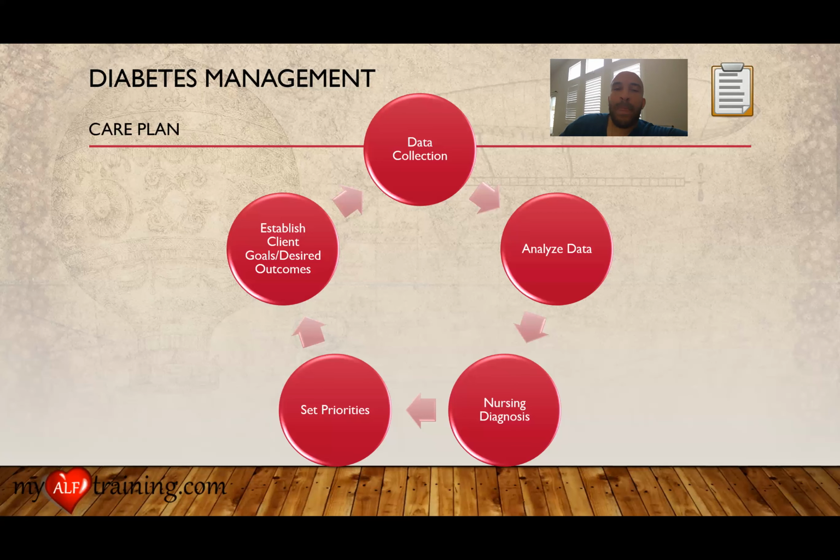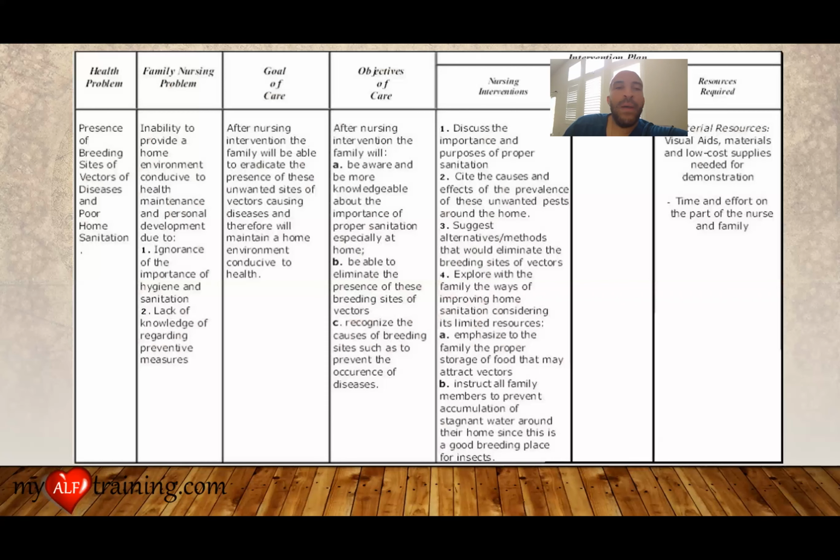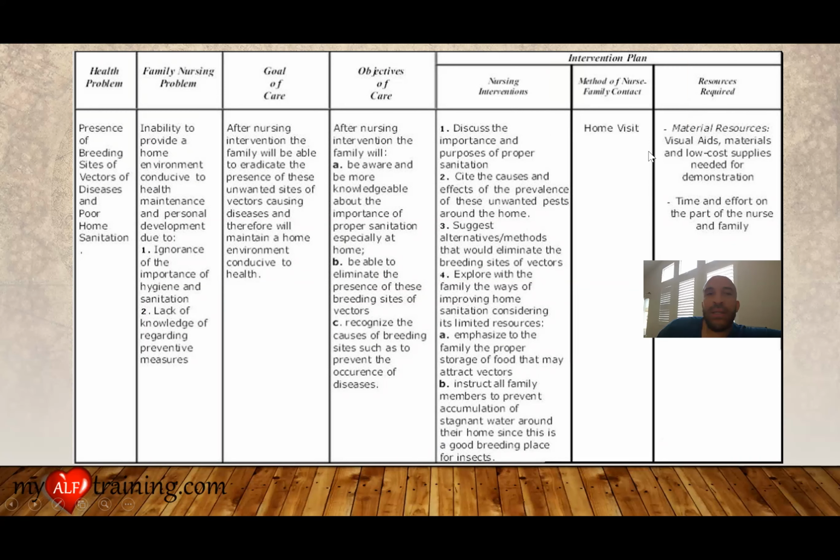So by collecting data, analyzing it, using our diagnosis to set priorities and establish these goals for the patient and desired outcomes, we can get a better management of the diabetes. And so by doing this, we can point out the areas that need help, set clear goals, share them with the patient, and track our progress towards those goals. So here is a sample of just what some information in a care plan might look like.